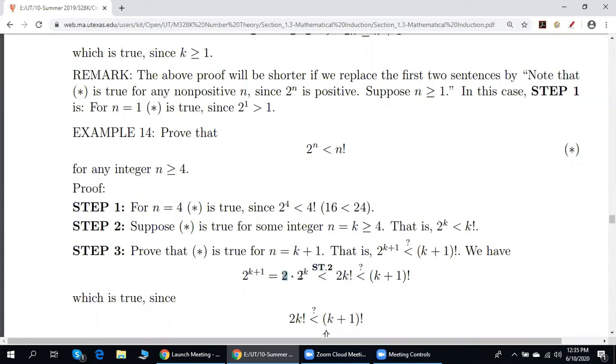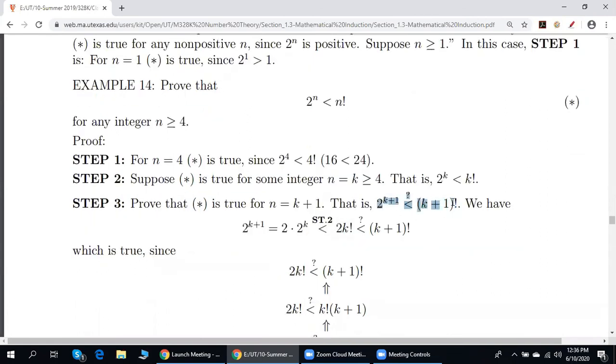By step 2, this is less than this. Here is why. Just multiply both sides by 2. Indeed, we will get this. So, by step 2, 2 to k plus 1 is less than 2 times k factorial. But we want to prove that 2 to k plus 1 is less than k plus 1 factorial. So, in order to prove this, what is left is to show that 2 times k factorial is less than k plus 1 factorial. Copy this here.